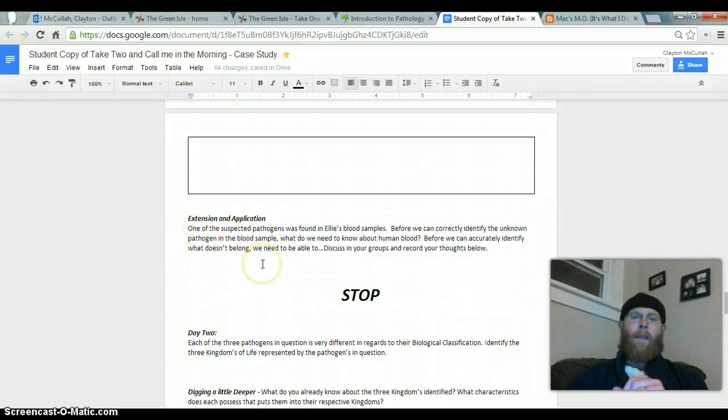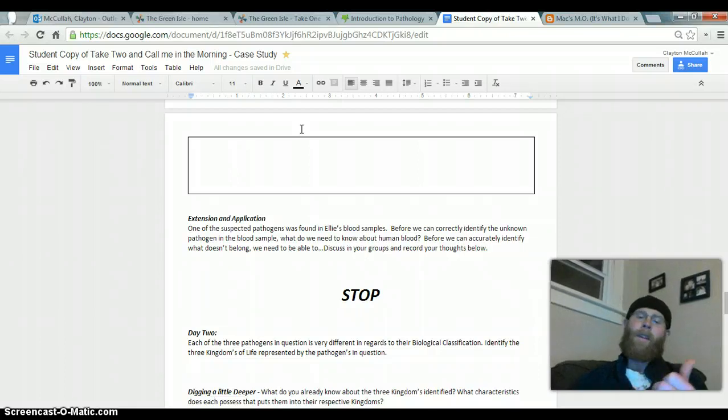It says one of the suspected pathogens was found in Ellie's blood samples. Before we can correctly identify the unknown pathogen in the blood sample, what do we need to know about human blood? Think about that. We're trying to identify something that doesn't belong. In order to find something that doesn't belong, what do we need to know about blood in general? Most of you will probably figure out we need to know what the normal blood components are. What does a normal blood smear look like?